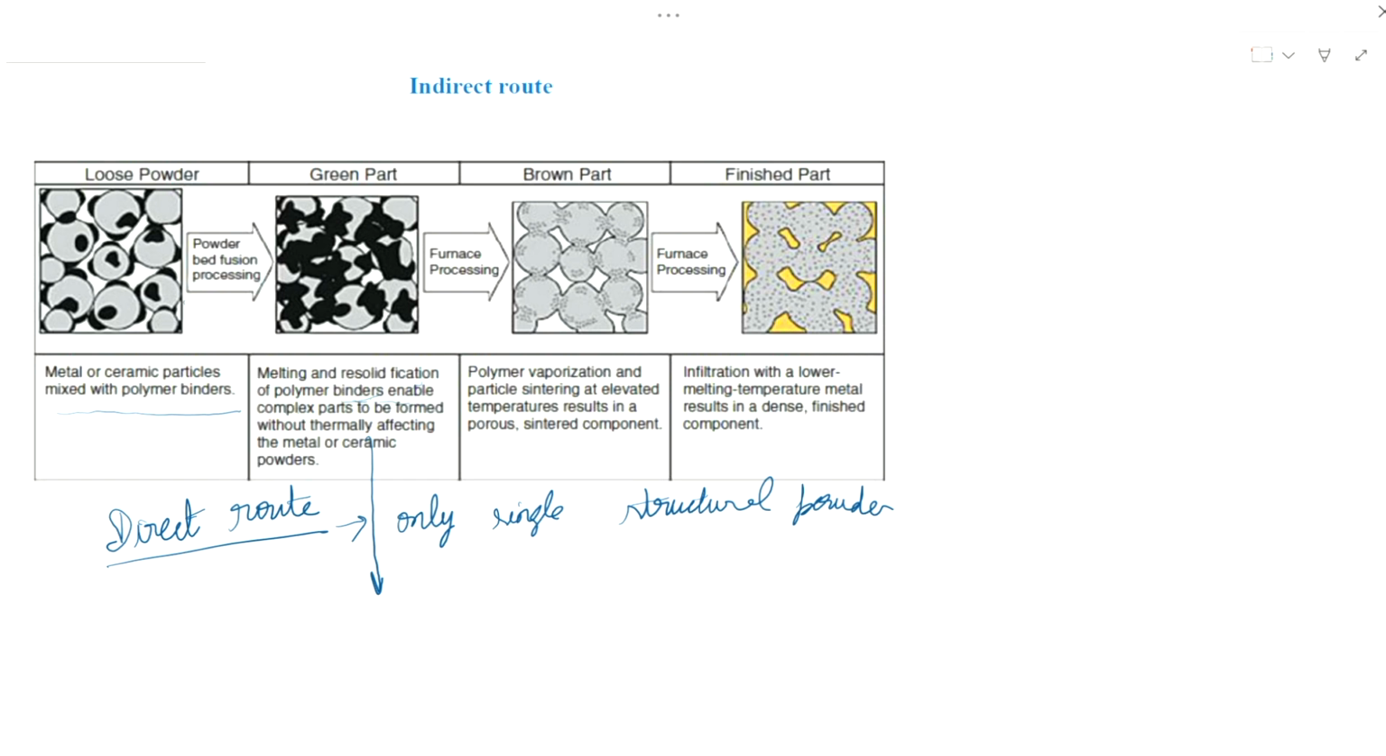Now this type of specimen or component which we get out of the 3D printer is known as the green part. After removing these polymer binders from the 3D printed component, that is known as the brown part. In this finished part, there is no polymer left. All the polymer is removed in the brown part.